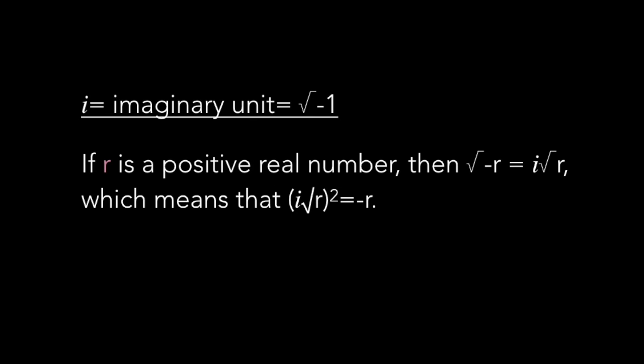The symbol i is an imaginary unit that represents the square root of -1. If r is a positive real number, then the square root of -r can also be written as i times the square root of r. This means that the quantity i times the square root of r, squared, equals -r.